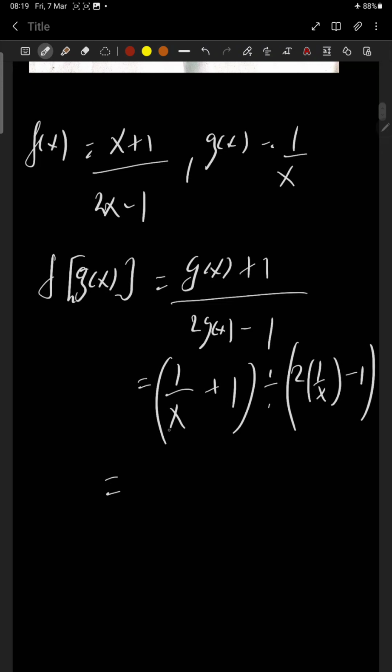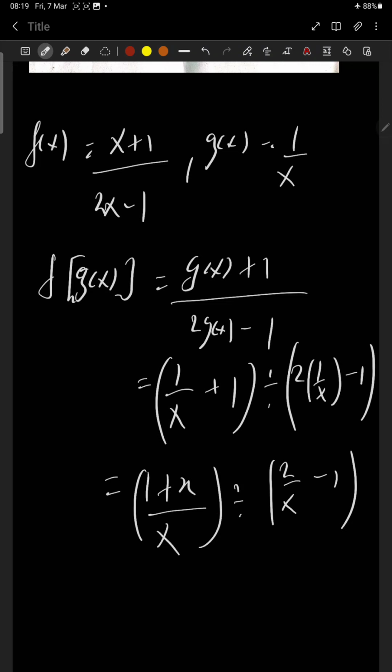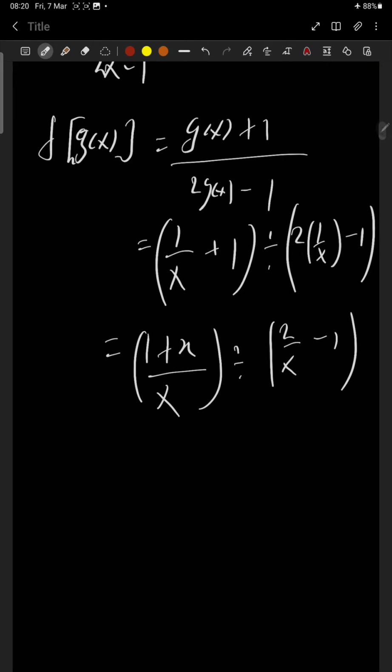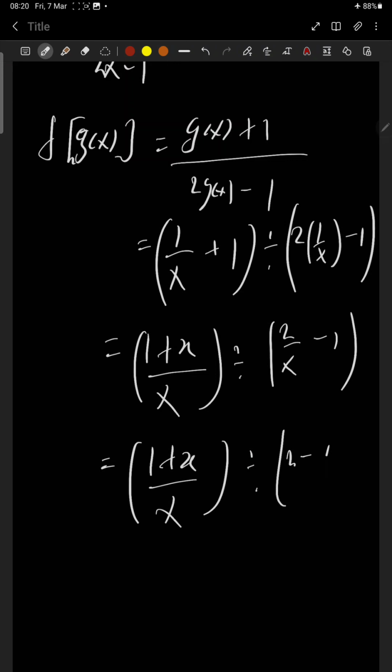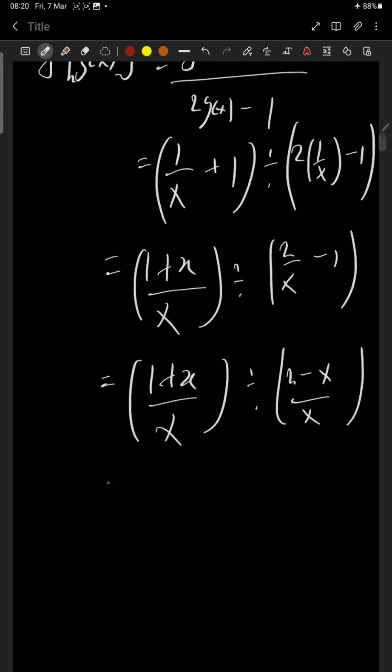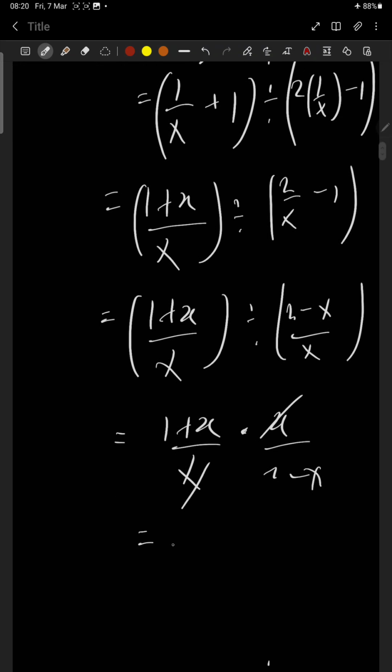So make this a single fraction. This will be 1 plus x over x, all right, divided by, make this a single fraction, this is 2 over x minus 1. We're going to make it a single fraction. So this will be 1 plus x over x divided by 2 minus x over x. Then this will be 1 plus x over x times x over 2 minus x. This will cancel, and the answer will be 1 plus x over 2 minus x. That's the way you go about this question.